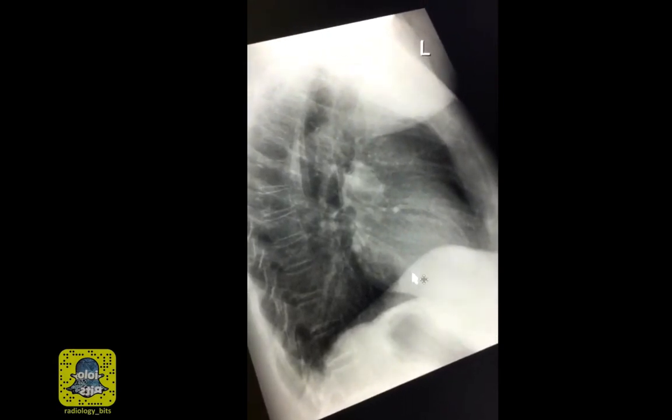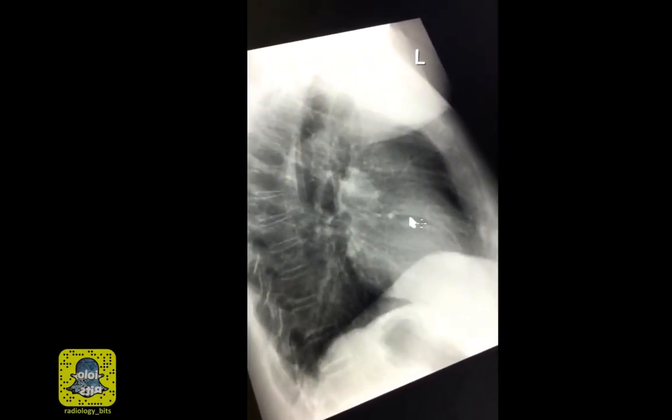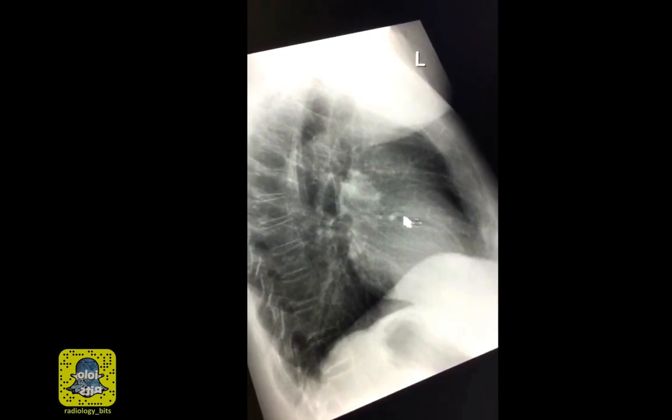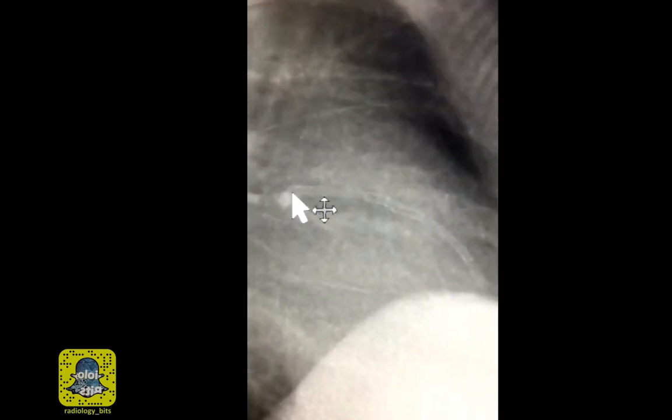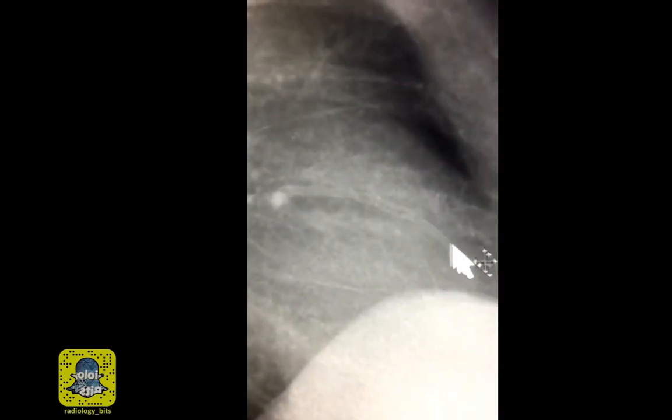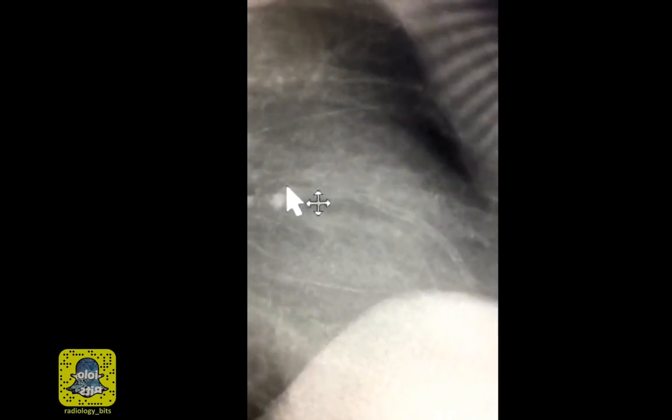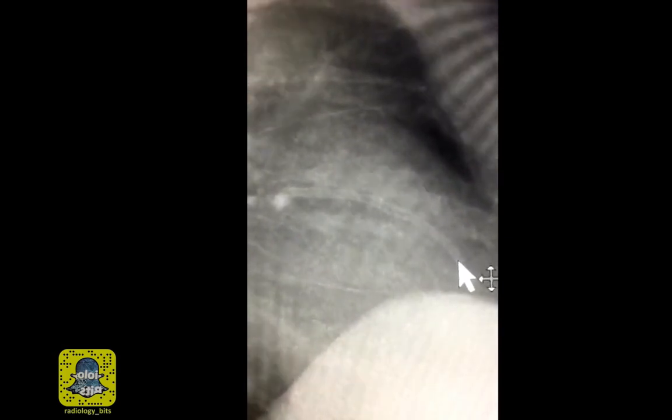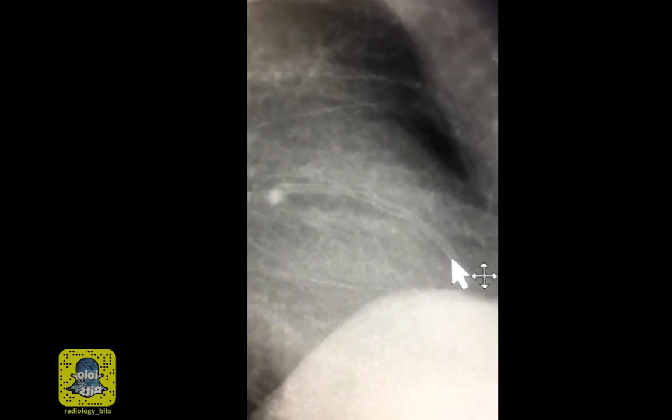This is the lateral chest X-ray on the same patient, and you could see the stent in a better way here. Here's a close-up of that stent, and you see how it has this tubular course that extends over the expected location of a coronary artery.